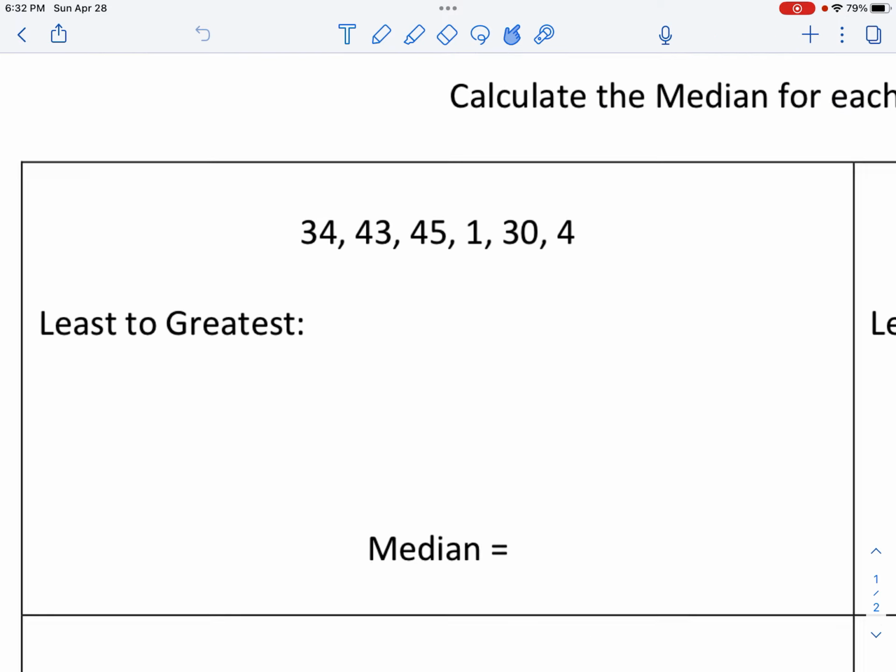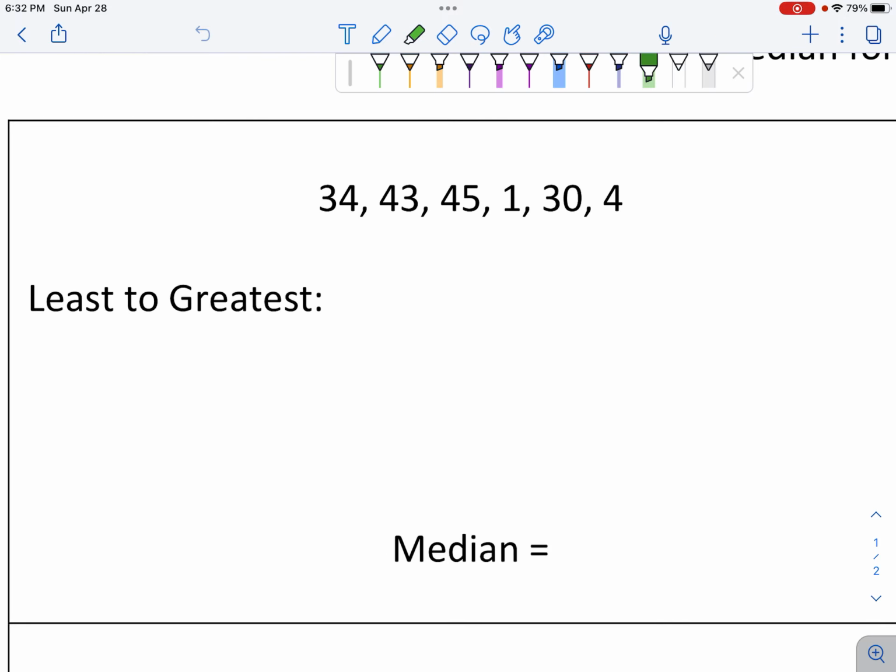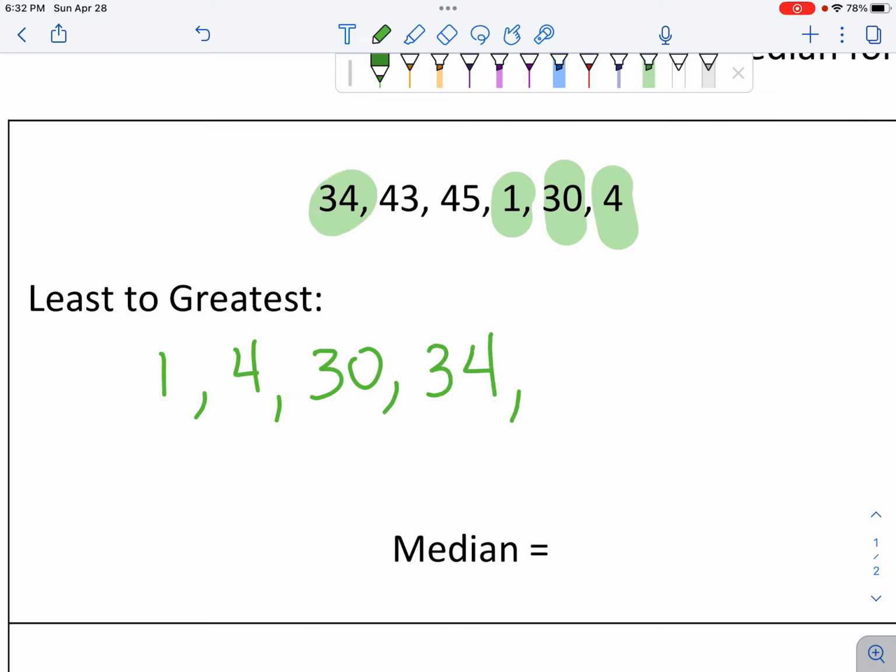So let's look at the first box here, giving you a hint that you need them least to greatest. So looking through this list, there's a 1. So 1. And then there's 4. Then the next smallest looks like 30. Then there's 34. Then there's 43 and 45.